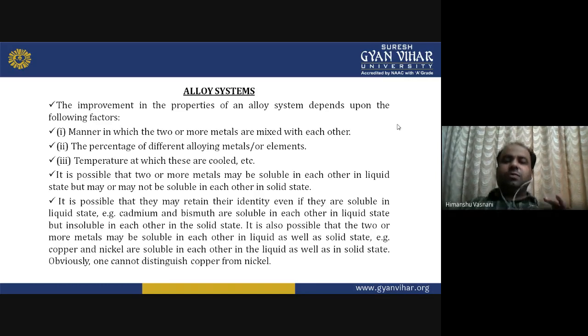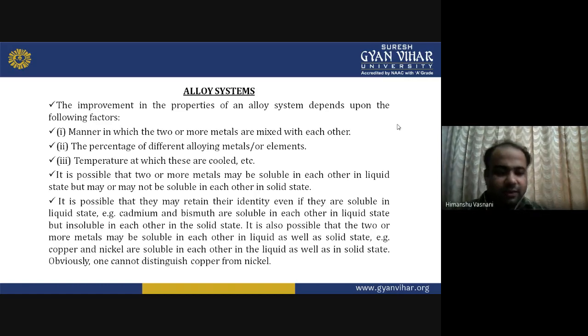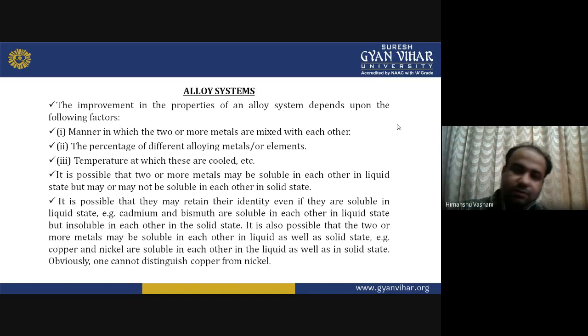Okay, it is also possible that two or more metals which are soluble in each other in the liquid state are also soluble in the solid state. Example, copper and nickel. These are both soluble in the liquid as well as in the solid state. You cannot distinguish copper from nickel. So we should know these things so that you easily have the knowledge of alloy systems.